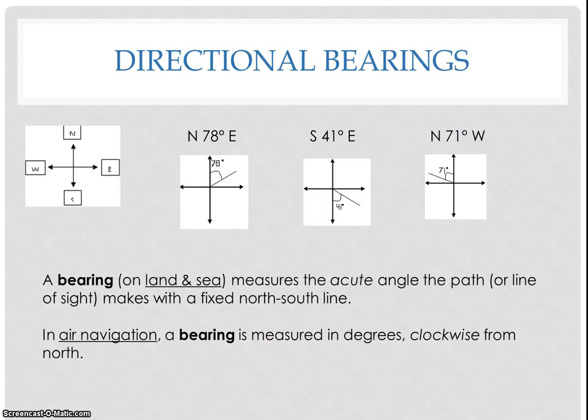Okay, so let's talk about some directional bearings. So when you're on land and sea, so if you're flying a plane or driving a car, when you're talking about bearings, most of the time we're talking about bearings in the sea or in the air. And the bearings are marked in two different ways. So for a sea bearing, land and sea, it's always going to be an acute angle that it makes with the north and south line.